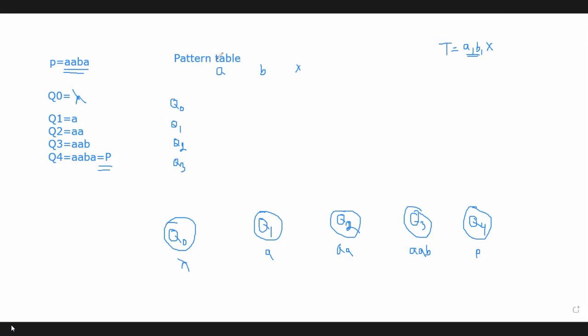Okay? So look at the table now. Now we can fill up all the cells here. When the initial state Q0, that is lambda, accepts A, then what will happen?